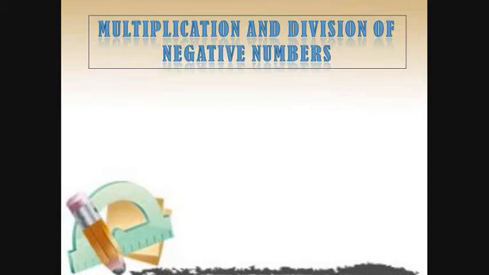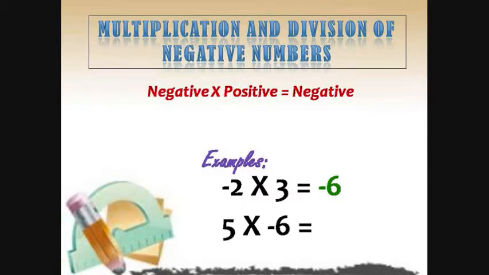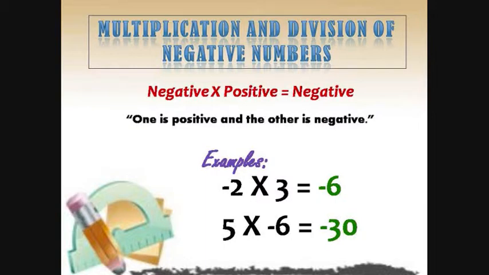Multiplication and division of negative numbers. The real problem in most cases is when negatives are introduced. When you multiply a negative and a positive number, the answer is always negative. Example, negative 2 times 3 is equal to negative 6. Notice, in both cases, one is positive and the other is negative.